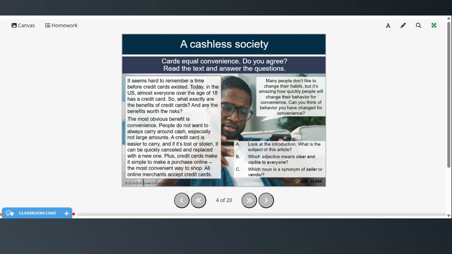So he says, many people don't like to change their habits, but it's amazing how quickly people will change their behavior for convenience. Can you think of behavior you have changed for convenience?